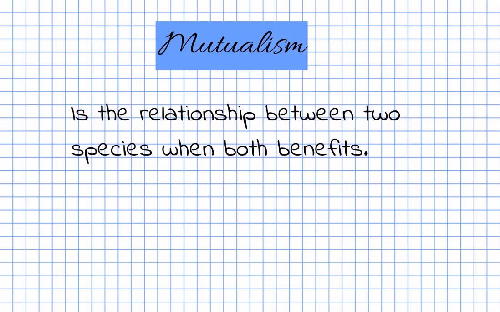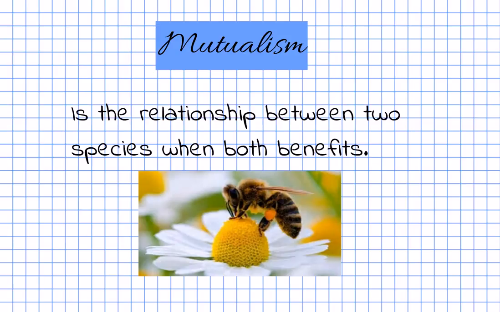Let's start with mutualism. Mutualism is the relationship between two species when both benefit. And I'm giving you an example. Bees obtain nectar from flowers, and the flowers are pollinated by the bees.